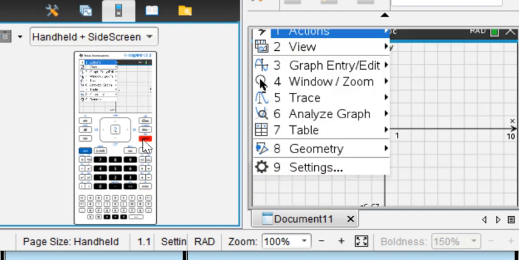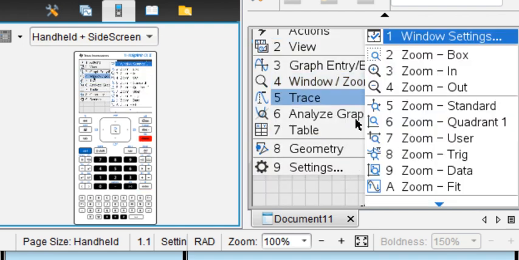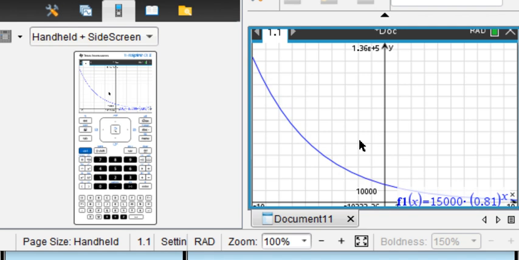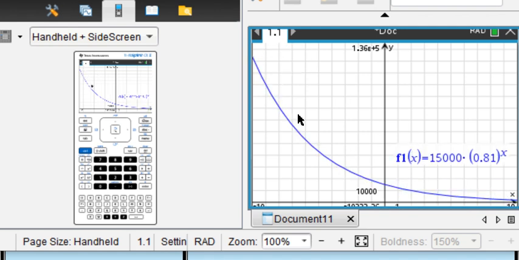Now, menu for letter A. I want to zoom fit. So this is what's happening. The value of that car is going down. This is our depreciation. So now I want to compare each of the other 4 graphs to this one to see which one gives me the same exact graph.